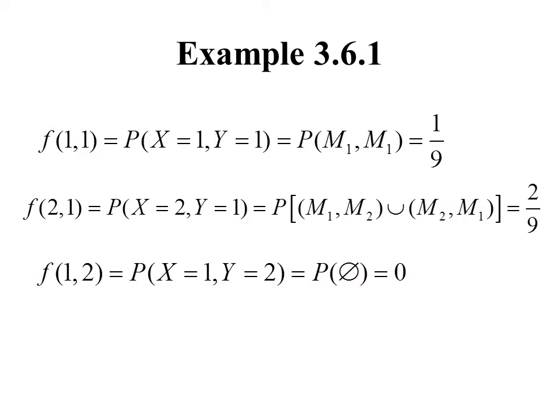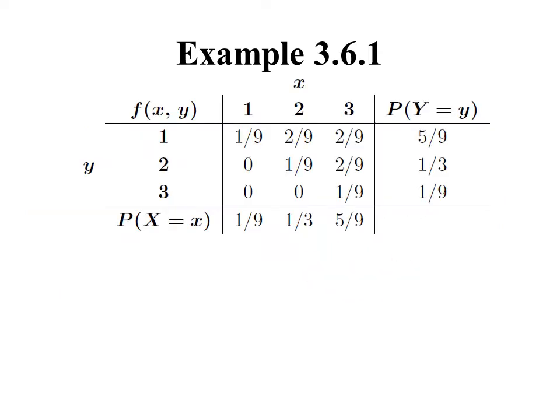Another example, let's calculate f of 1,2. So by definition, that's the probability X equals 1 and Y equals 2. So that means the heavier marble is 1 ounce and the lighter marble is 2 ounces. Well, that's impossible to happen, and so that probability is just 0.